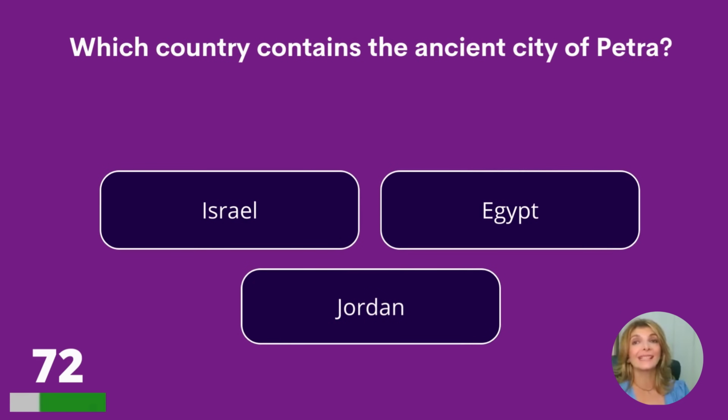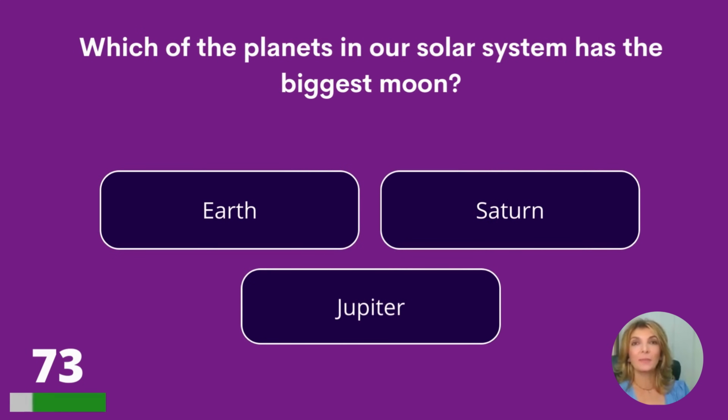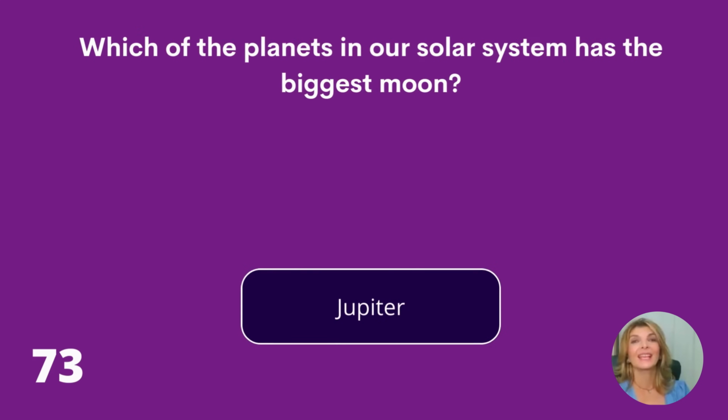Which country contains the ancient city of Petra? Israel, Egypt, or Jordan? Jordan. Which of the planets in our solar system has the biggest moon? Earth, Saturn, or Jupiter? Jupiter.